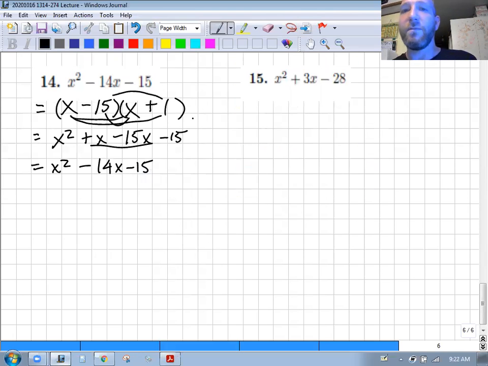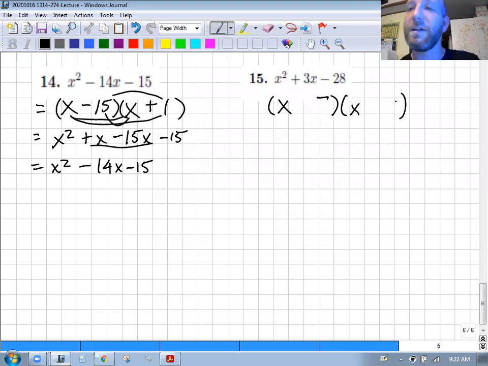All right, not all of them are like this where you can just look at it and write it down. Sometimes there are no two numbers you can multiply to give you a 28 that add to give you a 3. In this case, 28 though is 7 times 4, and the difference between 7 and 4 is 3. So this is going to work out where we can just write it down.